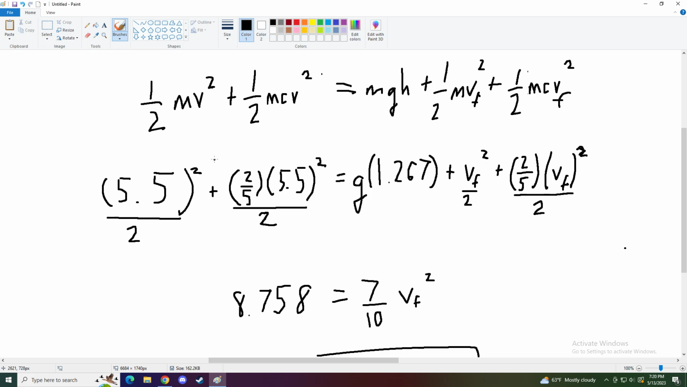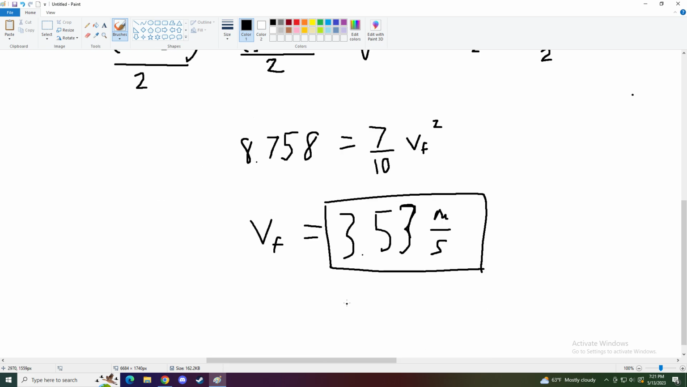We know the initial speed is 5.5 meters a second, so we have 5.5 squared over 2 plus 2/5 times 5.5 squared all over 2 equals g times the height, which we found before, 1.267 meters, plus v_f squared over 2 plus 2/5 times v_f squared all over 2. Simplify this, and we have 8.758 equals 7/10 v_f squared. Multiply both sides by 10 and divide by 7, then square root, and we get our answer, 3.53 meters a second.